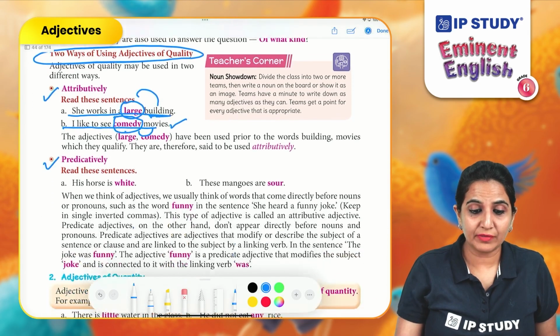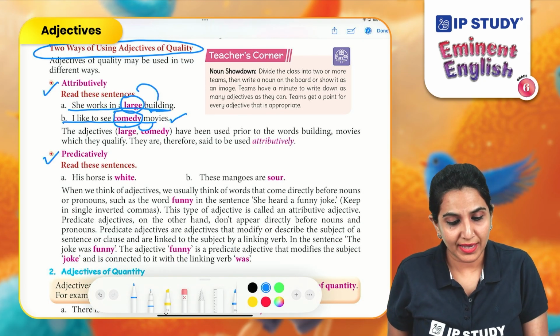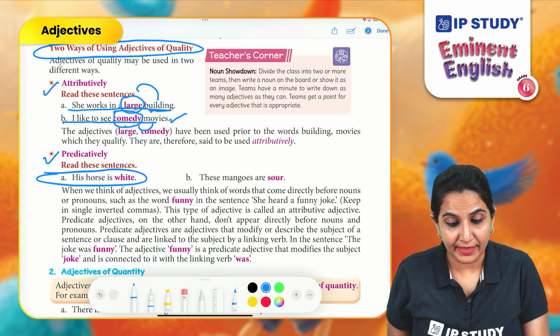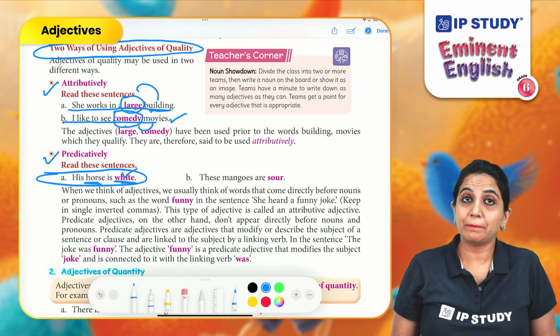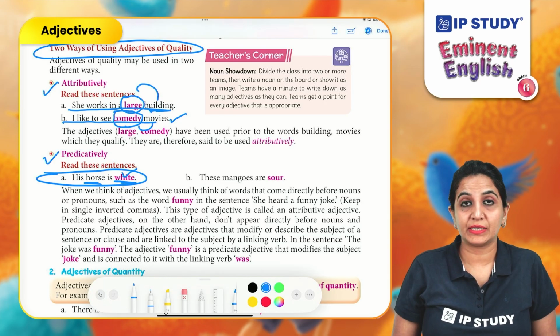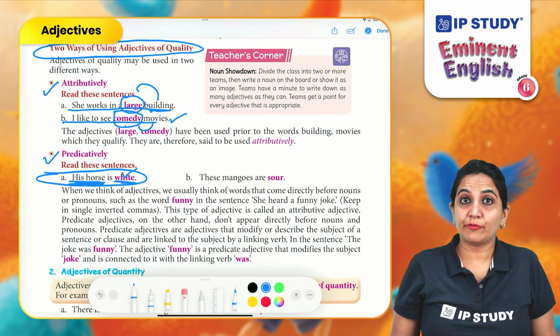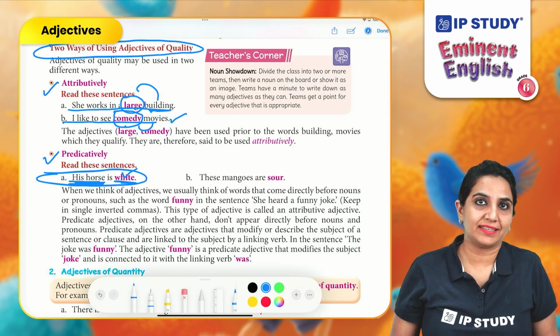Predicatively is the second way of using adjectives of quality. For example, his horse is white. Again, the word white, the color white, is describing the noun horse. But the placement of the adjective is after the noun, right? And it is also modifying the subject. Therefore, horse is also the subject. That means, what are we talking about in the sentence?